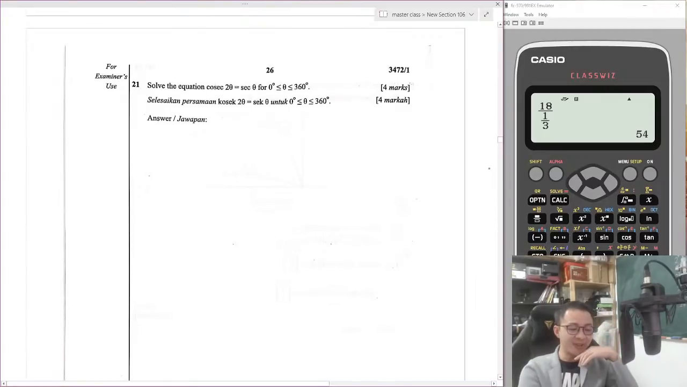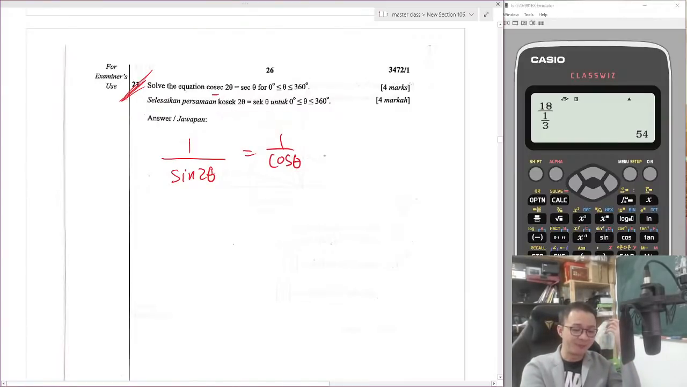Okay, this is another question. I think the marking scheme actually missed out some answers, so I want to explain about this one. Okay, cosecant is 1 over sine theta. If you're not sure, see the third letter. You see S there, that's 1 over sine. Alright, this is 1 over cos theta. Okay, see the third letter. C means 1 over cos.